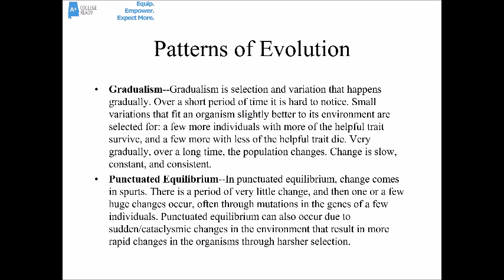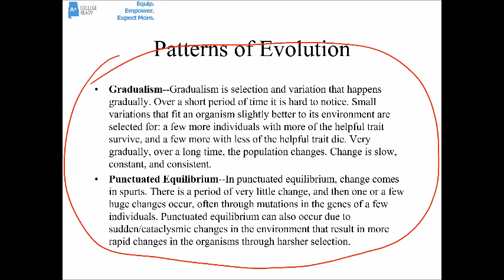So today, scientists think that evolution probably happens with a combination of these two ideas. That yes, gradualism is always going on, but that punctuated equilibrium happens when there are these big cataclysmic, world-changing events.